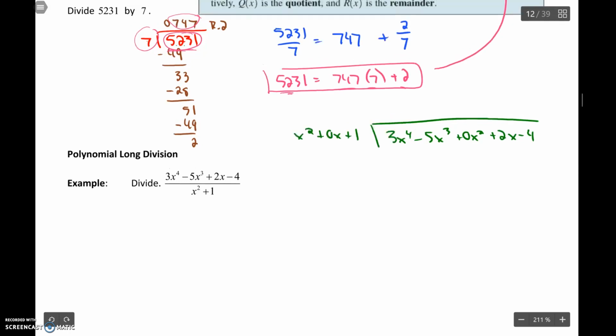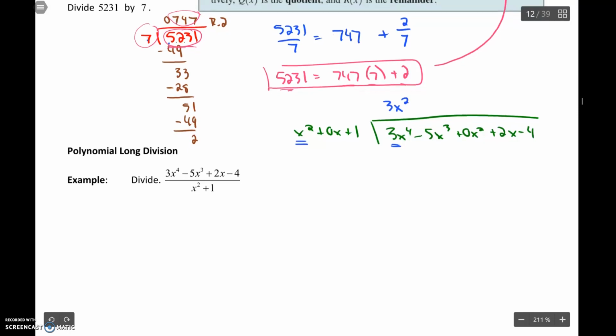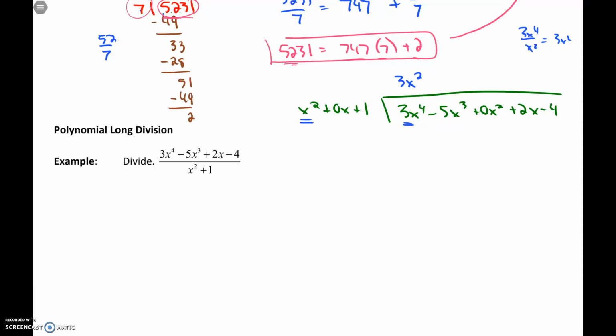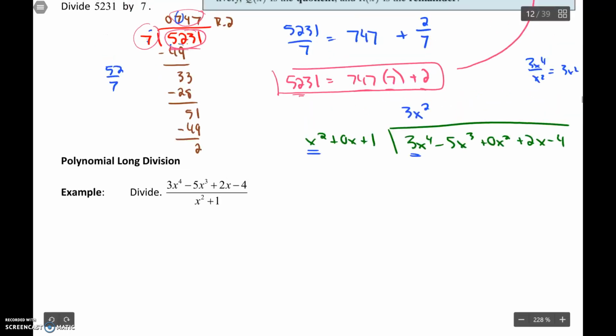Okay, so I'm going to see how many times x squared goes into 3x to the 4th. Well, 3x squared times. I put the number here, so when I multiply these two things, I get 3x to the 4th. Or you take the 3x to the 4th divided by x squared, and it gives you 3x squared. However you want to look at it, it's the same thing.